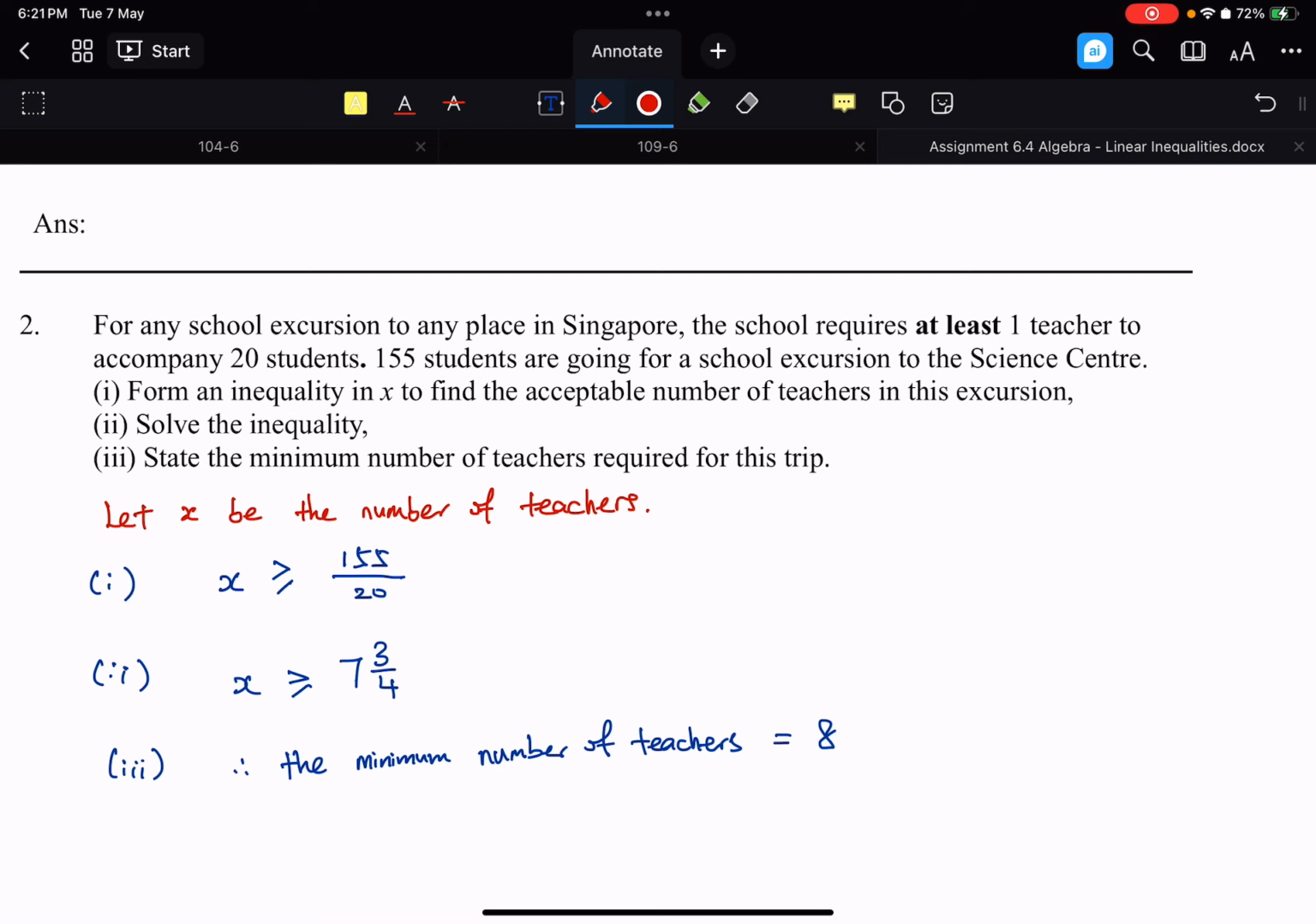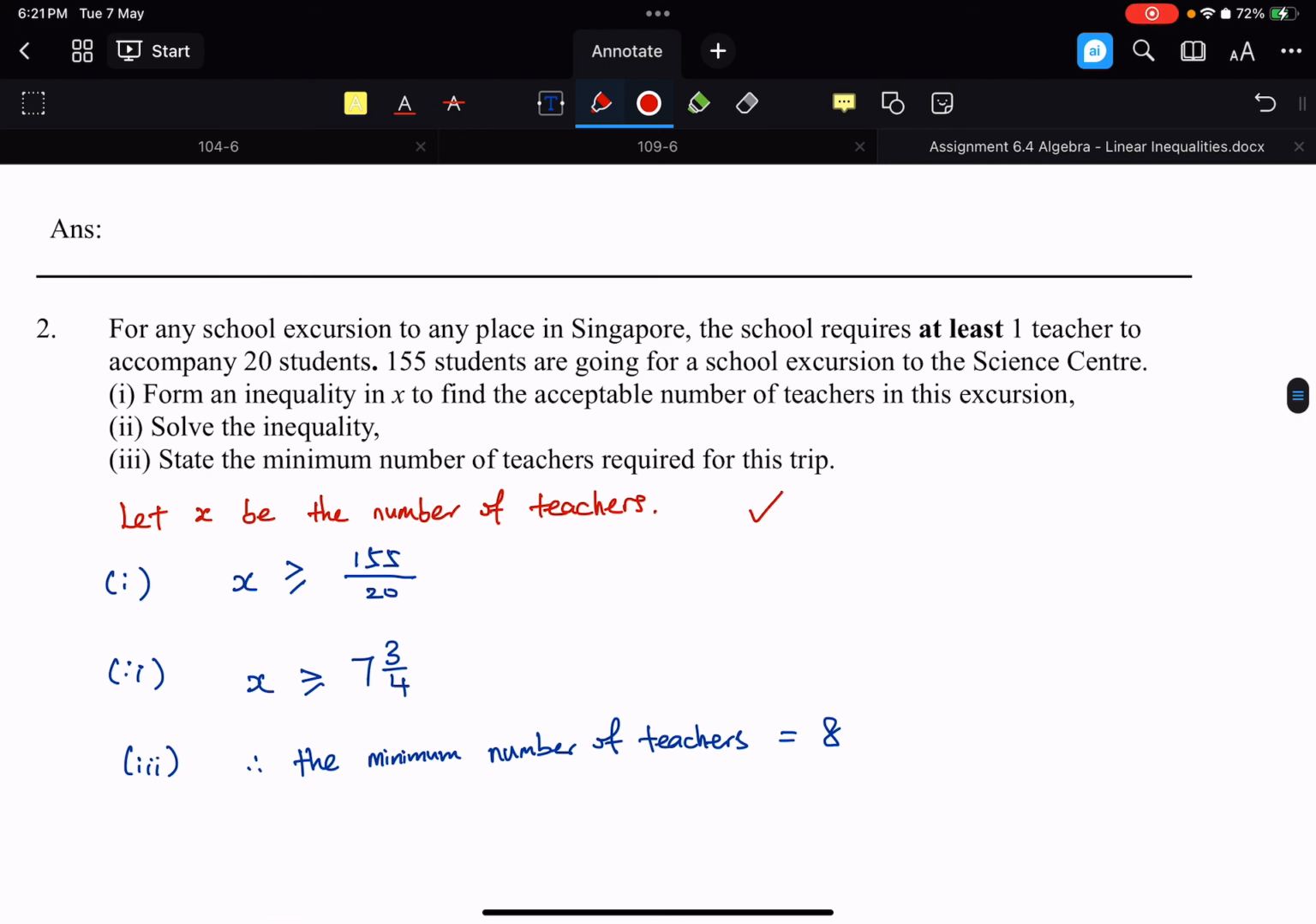So we're going to begin by declaring that x be the number of teachers. So it has to be greater than or equal to the total number of students divided by 20, right? So groups of 20. And we end up with this number, 7 and 3/4. Again, the number of teachers should be an integer. You cannot have 3/4 of a teacher. It doesn't make sense. So the minimum number of teachers in this case is 8.